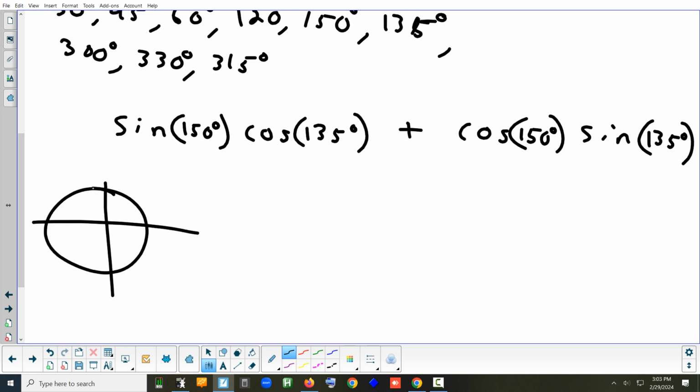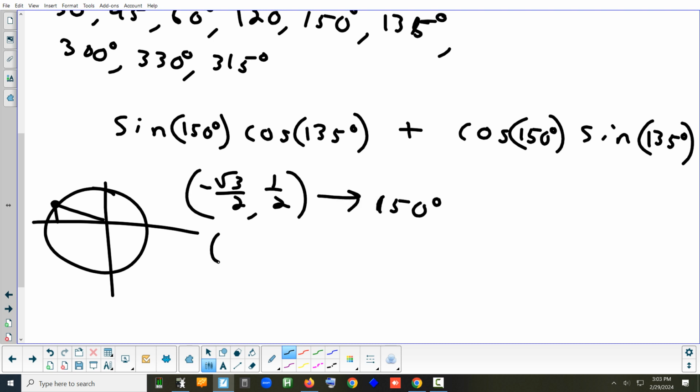150 would be, let's see, that's 180. So 150 would be right there. Okay, what would be the coordinate for 150? Well, first, is it the 45-45 or is it the 30-60 triangle? 30-60. It's the 30-60, so it has the long side and the short side. And they're negative, positive. Yeah. Negative square root 3. Yep. And positive 1/2. So there's your coordinate for 150.